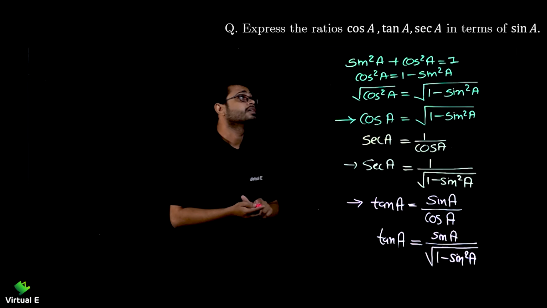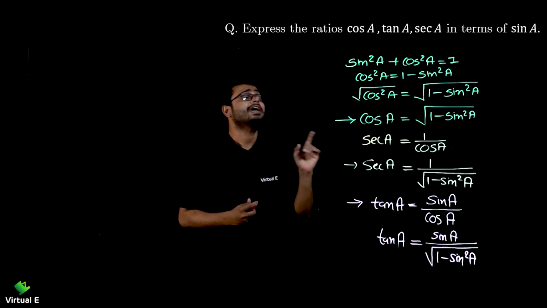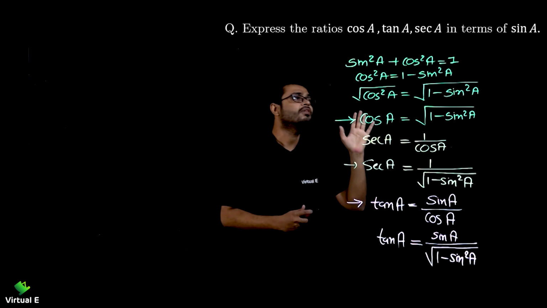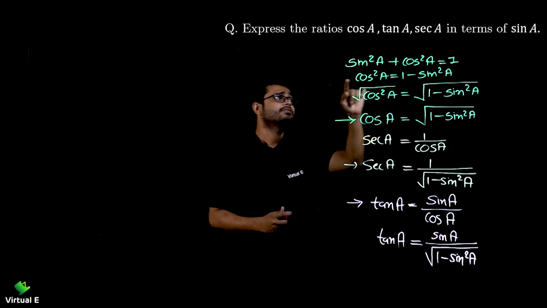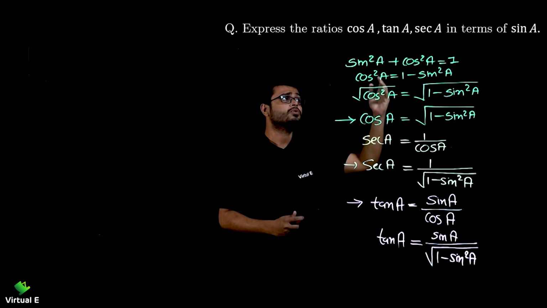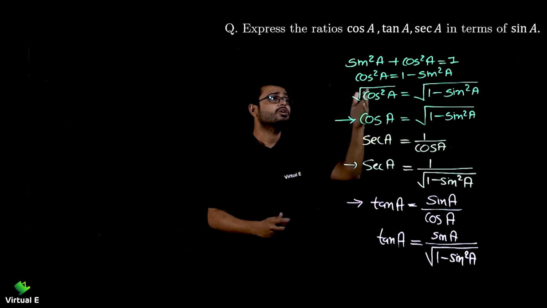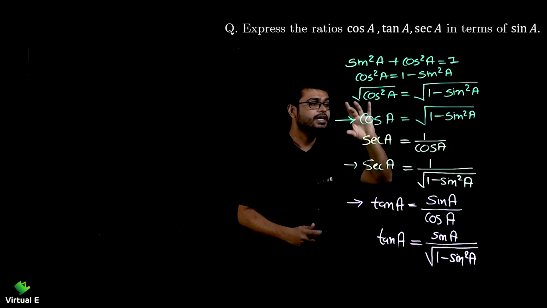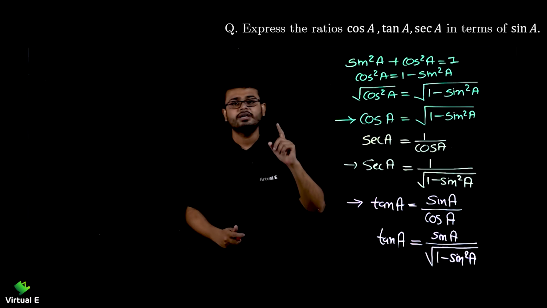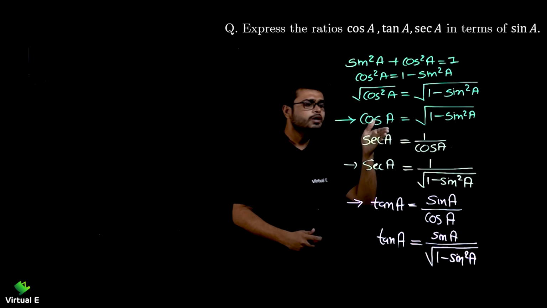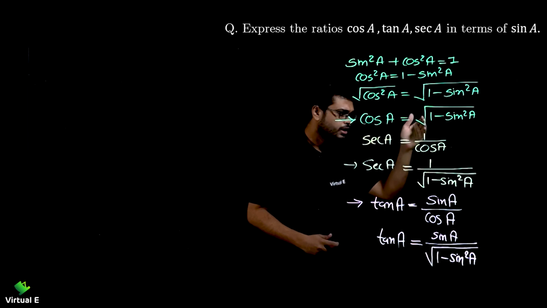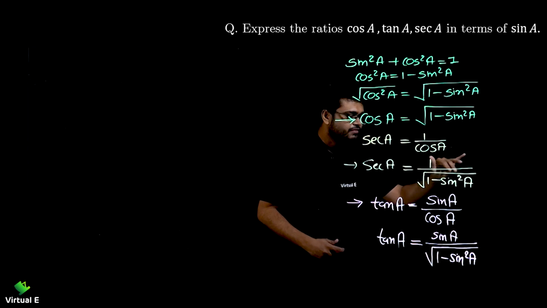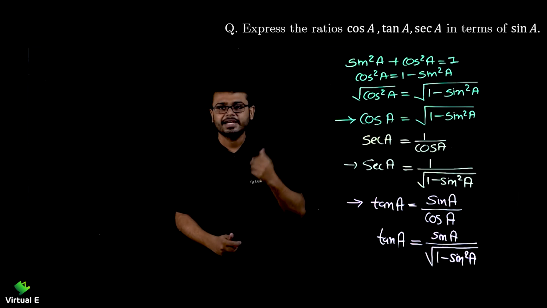Let's repeat. Cos A, tan A and sec A, we need to write in the form of sin A. So we have this first identity, sine square A plus cos square A is equal to 1. Make cos A the subject. Here we have cos square A, so take the square root. So we get the value of cos A. One ratio is done. Now sec A. Sec A is what? 1 over cos A. Substitute the value and we are done for the second ratio as well.